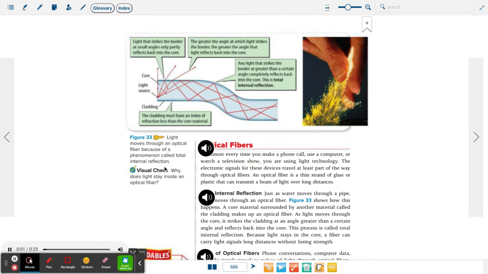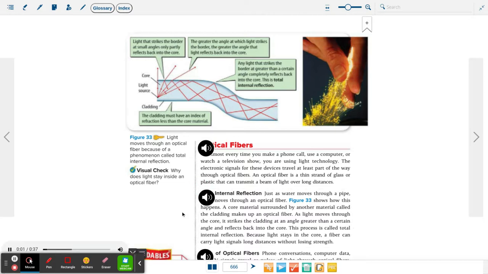Optical fibers. Almost every time you make a phone call, use a computer, or watch a television show, you are using light technology. The electronic signals for these devices travel at least part of the way through optical fibers. An optical fiber is a thin strand of glass or plastic that can transmit a beam of light over long distances.